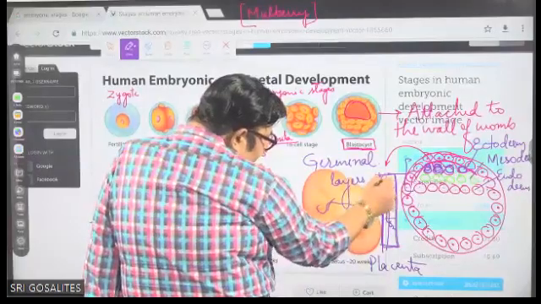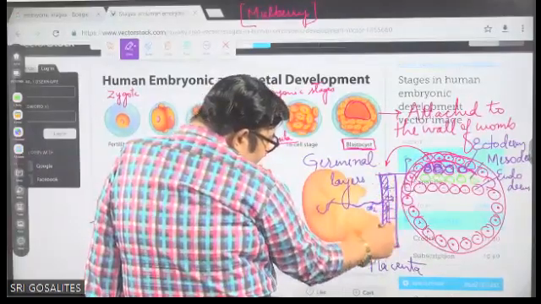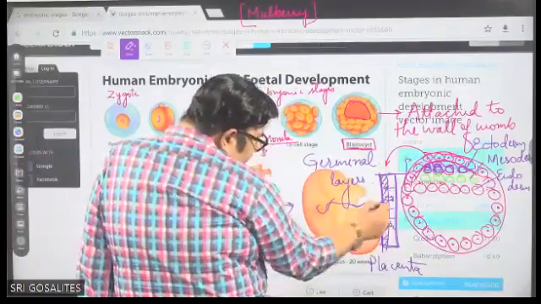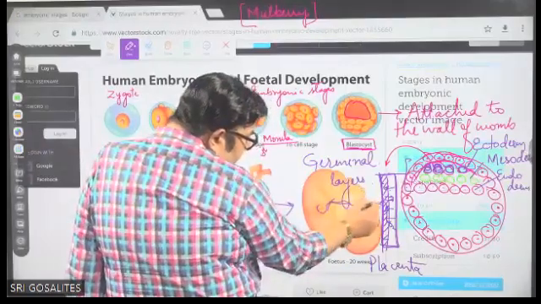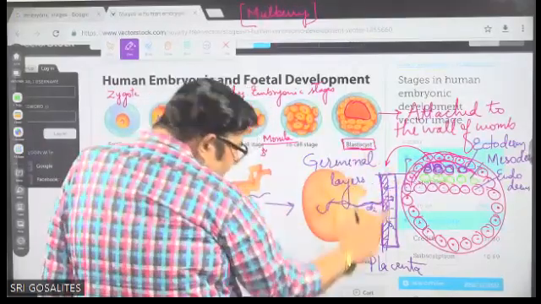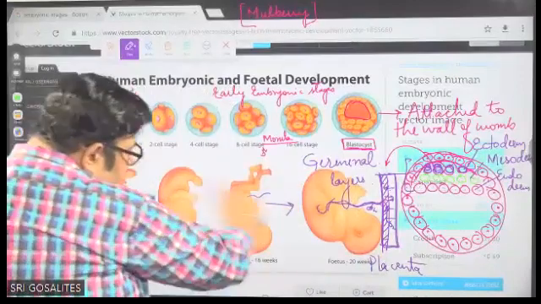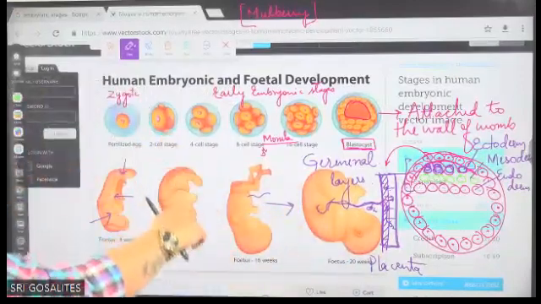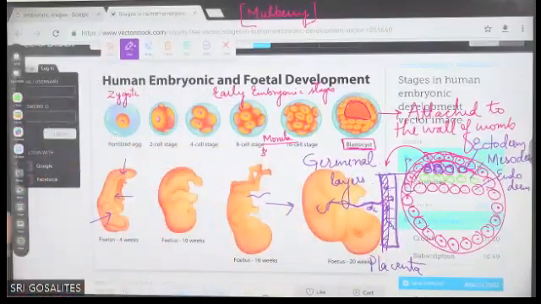So till here, everything is the fetal part. Fetus means this one. Inside this, there are 2 arteries and 1 vein. The arteries take the blood to the placenta, and the vein brings the oxygenated blood from the placenta to the body.